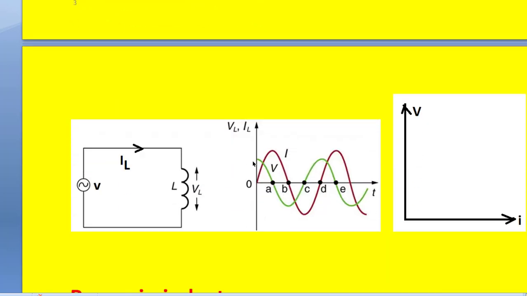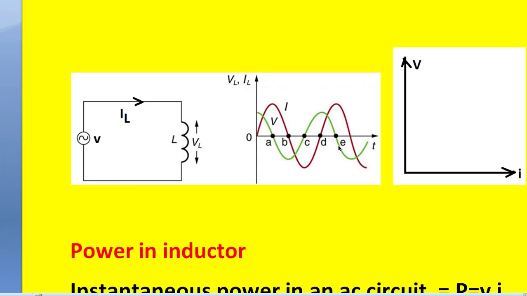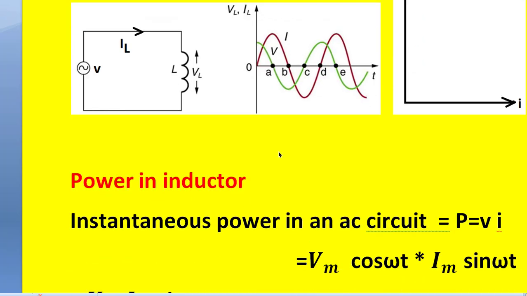Next. If you draw those waveforms, we get like this. Because we found that the voltage is leading the current waveform by 90 degrees, we can draw the vector diagram like this. This is I, this is V. So in a pure inductor, voltage leads the current by 90 degrees. That is what we find here in the vector diagram, and similarly in the waveform also.